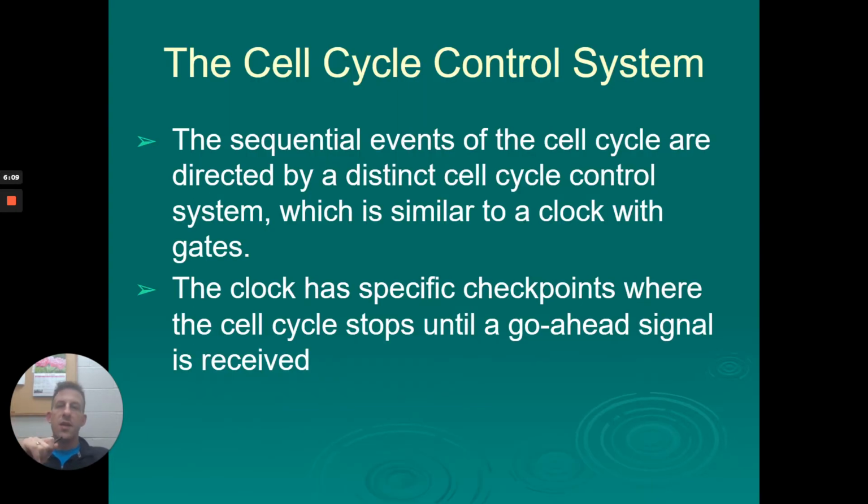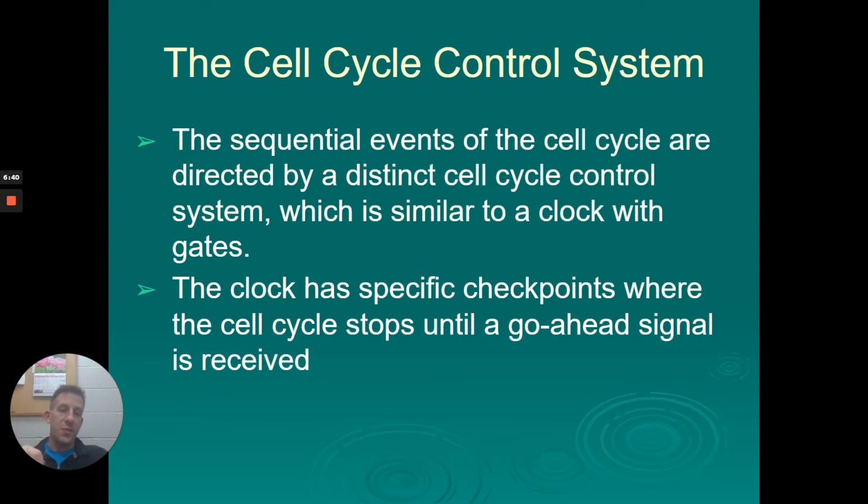Okay, so the cell cycle control system is a sequential set of events, and they are directed by the cell cycle control system. It's very similar to a clock with gates. And so a clock with gates would look like, okay, if you got to a certain time, it checks to see the clock's still working, checks to see the time is still good, hits a gate, and then once everything is good to go, the gate falls down and the clock can keep moving. That's kind of what this is going to look like as we go through.